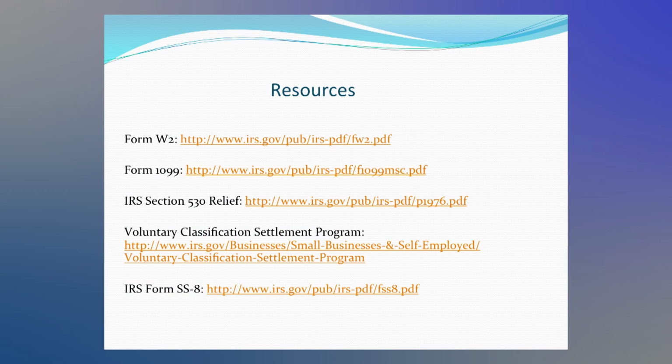So there's a lot of other information that backs up this presentation, and I will direct you to our resources for the W-2. Most of this is at the IRS site. The 1099 and W-2s would be at the IRS site, as well as the Section 530 relief information. And there's a huge section now on voluntary classification, and the link is here. And furthermore, as we discussed earlier in the presentation, if you want to see what some of the basic steps are that we did in the table, check out the Form SS-8.